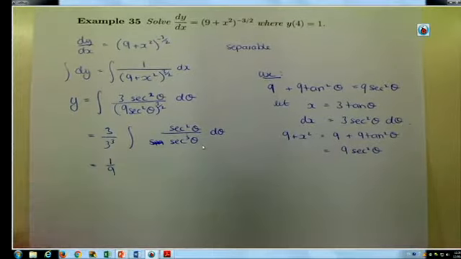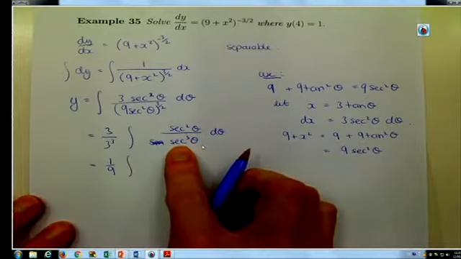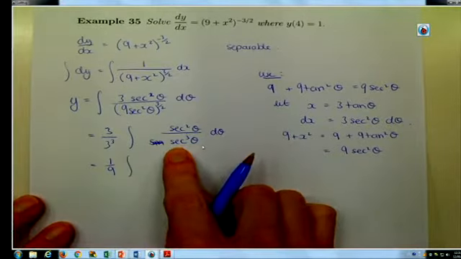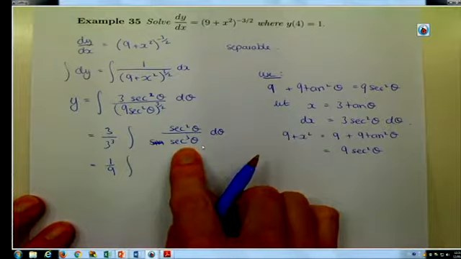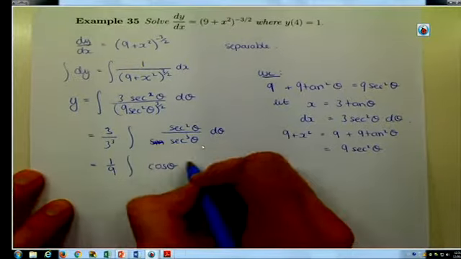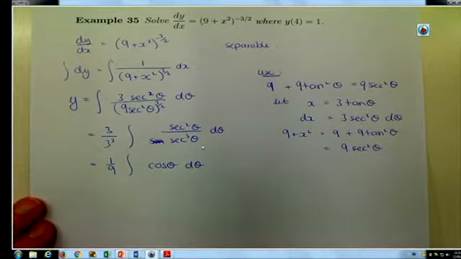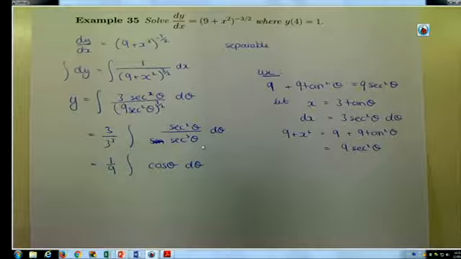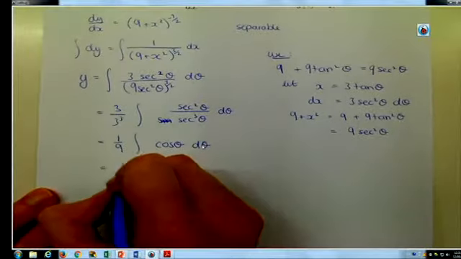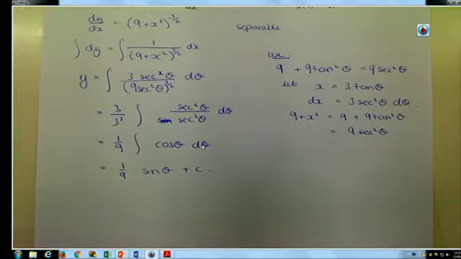So we have 1/9 integral. Now here, if I cancel some of these things out, I'm going to end up with a sec theta on the bottom line, and sec theta is 1/cos theta. So this is just going to be cos theta d theta. And we can integrate that because we know what to do here.